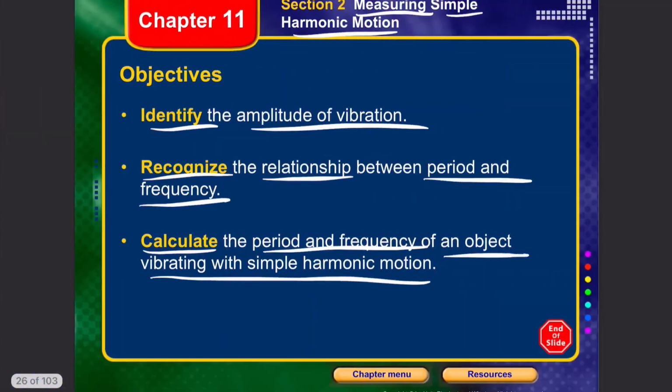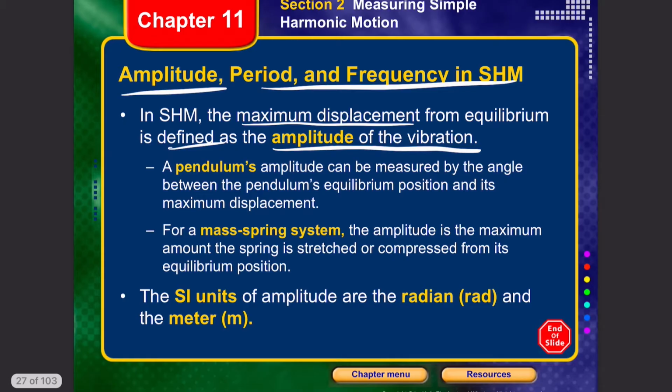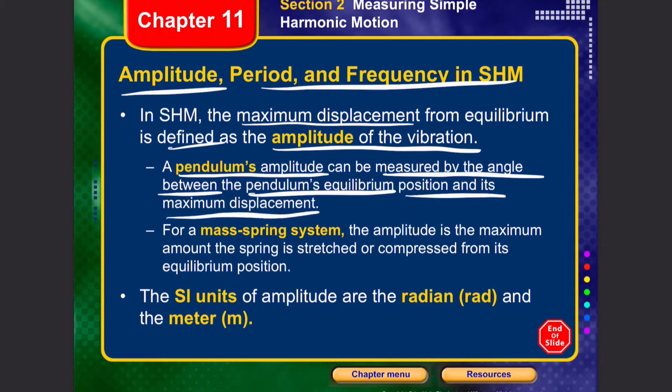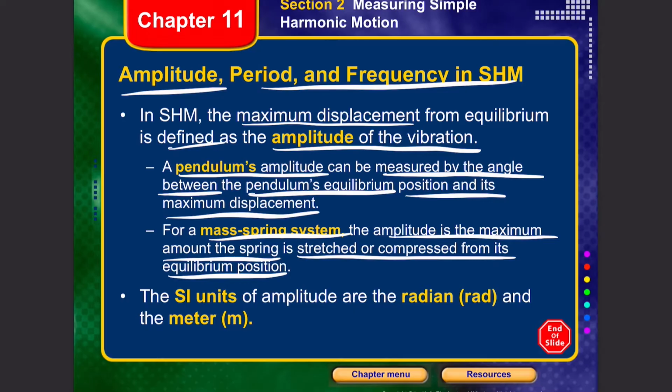So the maximum displacement from the equilibrium position is called the amplitude, and the pendulum's amplitude can be measured by the angle between the pendulum's equilibrium position and its maximum displacement. So for a mass spring system, the amplitude is the maximum amount of spring that is stretched or compressed from its equilibrium position. So the SI units can be either radian or meter.